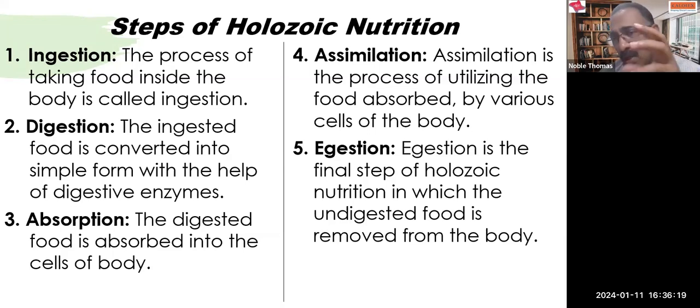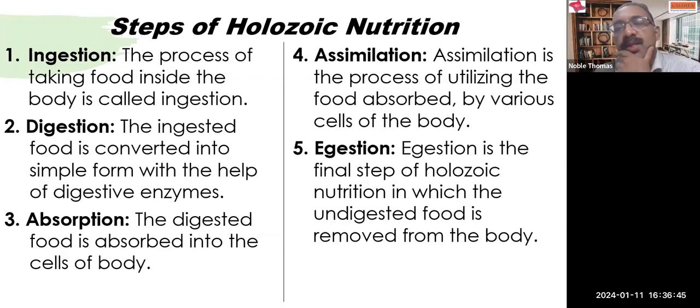Digestion happens in the stomach or buccal cavity in the case of human beings, or in some part of the digestive tract of the organism. The absorption also happens there. If it is a unicellular organism, the absorption happens directly into the cytoplasm. If it is a multicellular organism, they may have some systems where the absorption can be done, whereas assimilation is happening in each and every cell of the body.